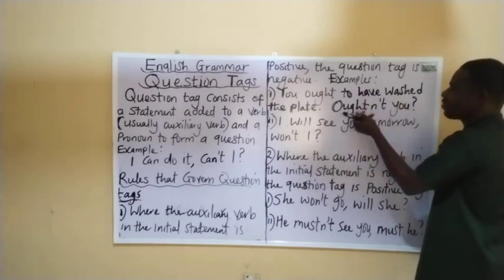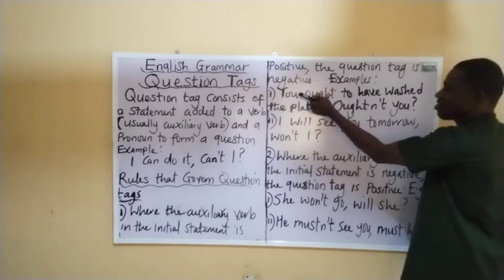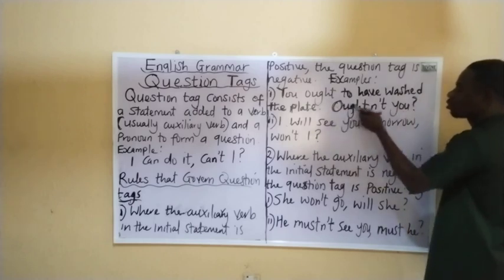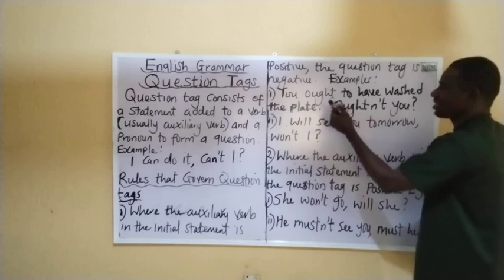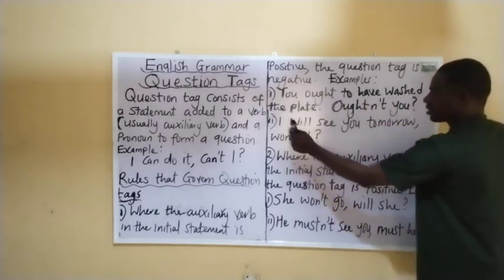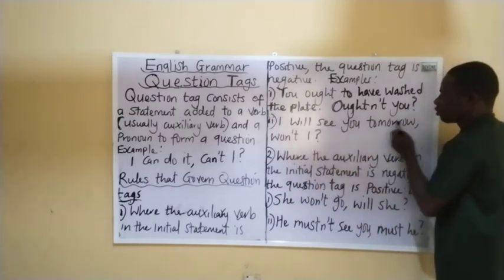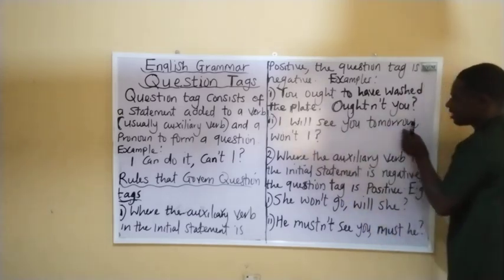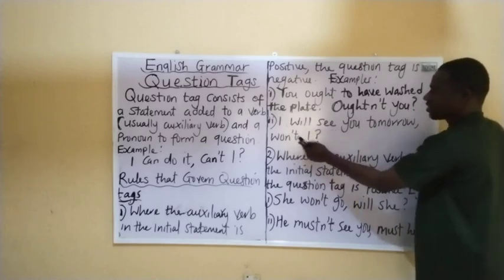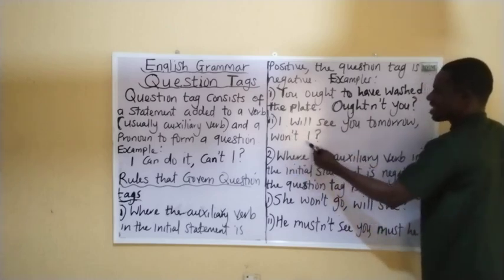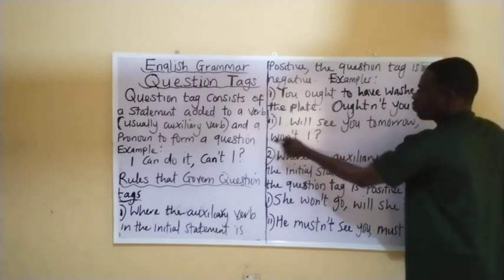Oughtn't is the negative form of the positive auxiliary verb ought, and the pronoun is added. So we have oughtn't you as a question tag to the statement you ought to have washed the plates. Another example says, I will see you tomorrow, won't I? I will see you tomorrow is the initial statement. Won't I is the question tag that is formed from the initial statement. Won't is a negative form of will, and we have the pronoun I, so we have won't I.